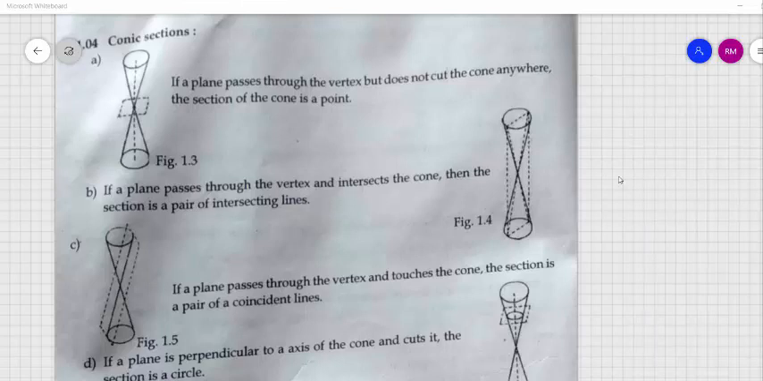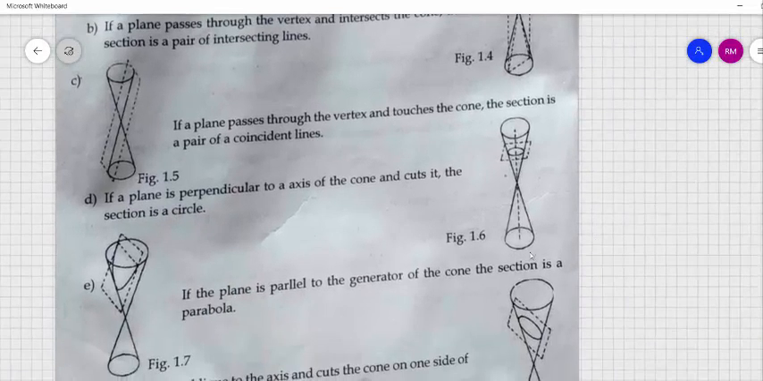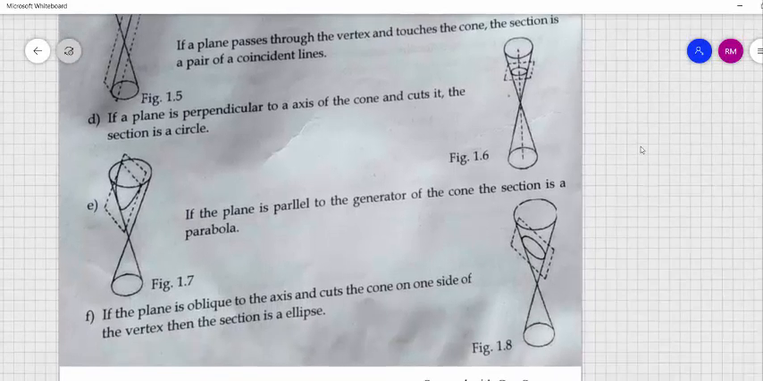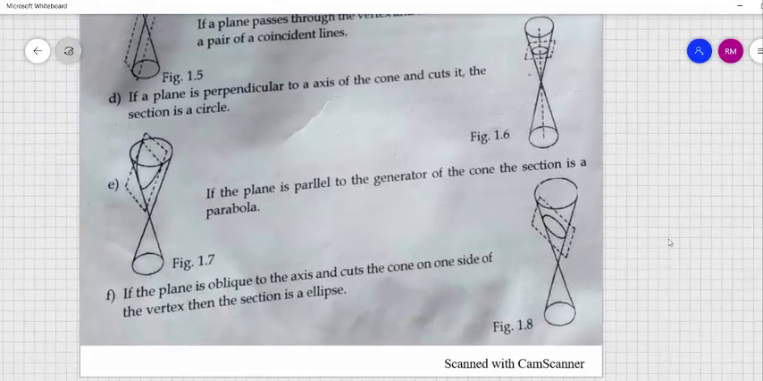If you cut this 3D surface by a plane like this, as in the diagram, especially figure 1.4, then we get the hyperbola. Then see figure 1.6: if you cut with a plane which is perpendicular to the axis of the cone, we get the circle. If the plane is parallel to the generator of the cone, then the section is a parabola. See figure 1.7.